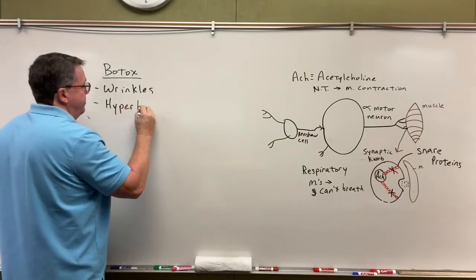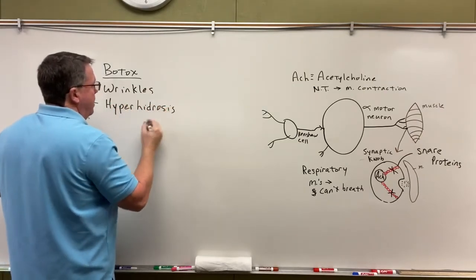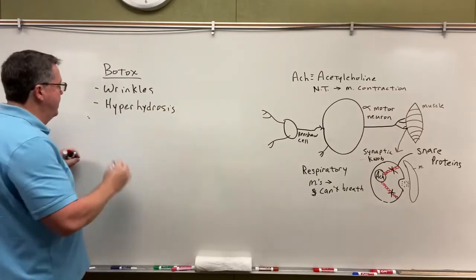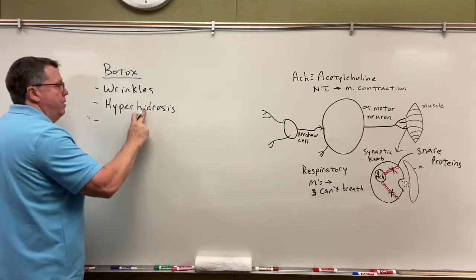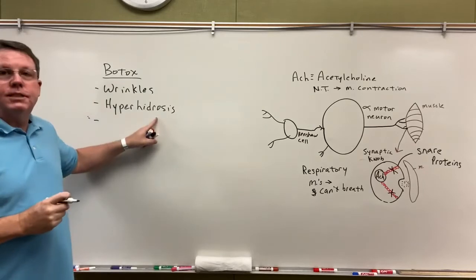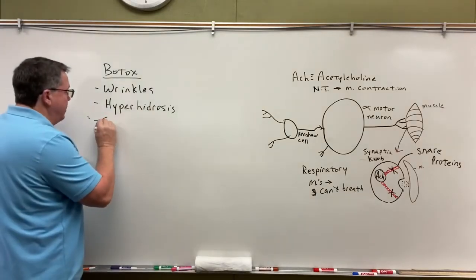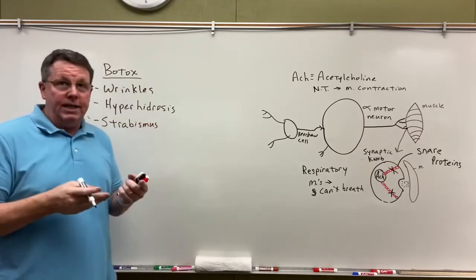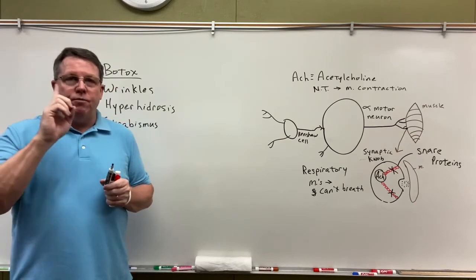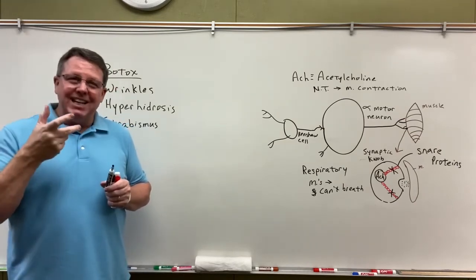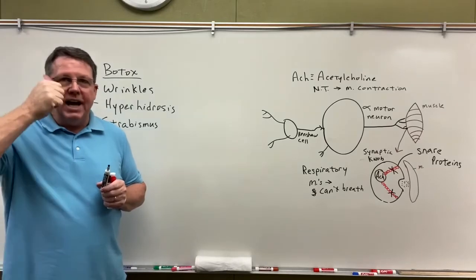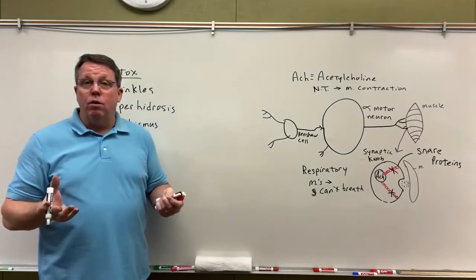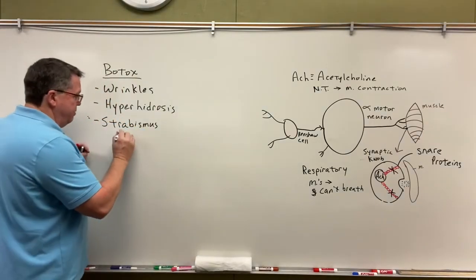It could help with hyperhidrosis, which is excessive sweating. It can help with that. It can help with strabismus, which is being cross-eyed. You may have seen people who are cross-eyed before, where one eye looks off to the side. They can go in and inject the muscles that are pulling the eye whichever way it's going, get those to relax, and then the eye will drift back more to where it should normally be. So that's strabismus.